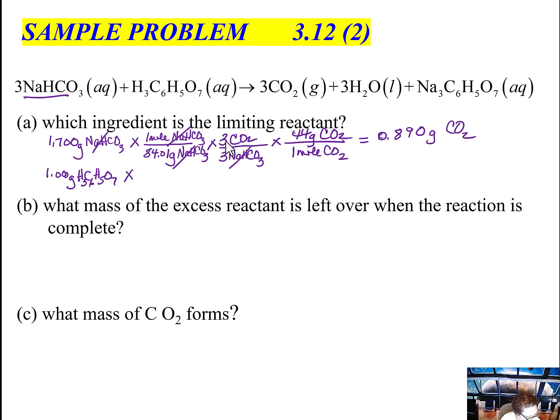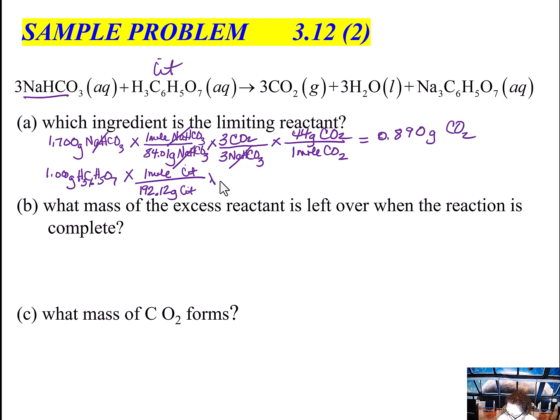Citric acid weighs a little bit more. In 1 mole of that, if you will excuse me, I'm not going to write out citric acid every time. It's 192.12 grams. I'm just going to write citric acid on there, and you'll know what I mean.